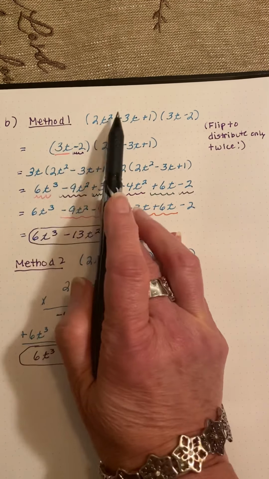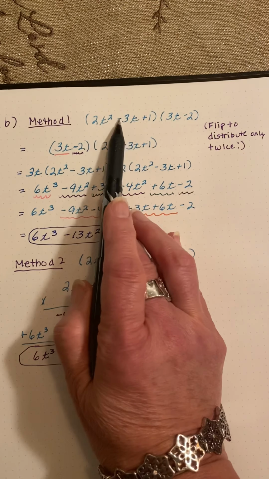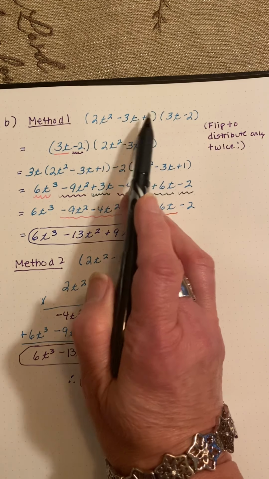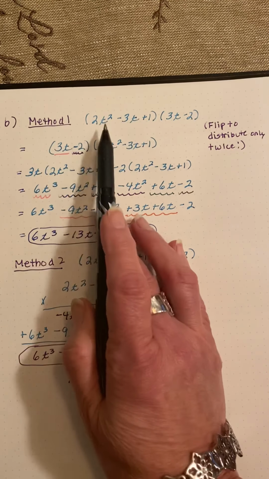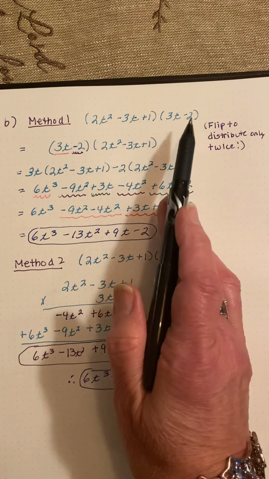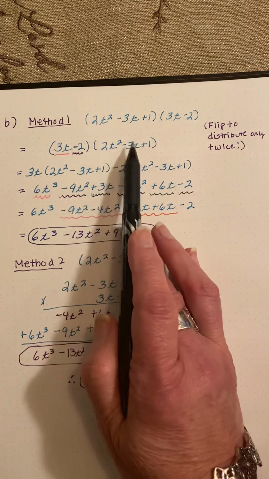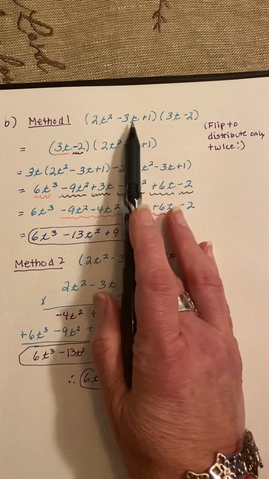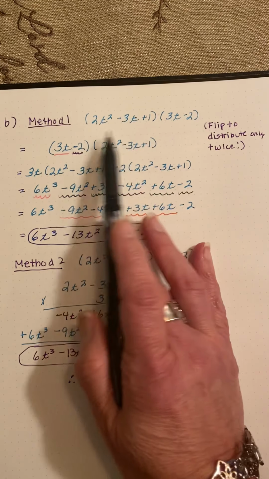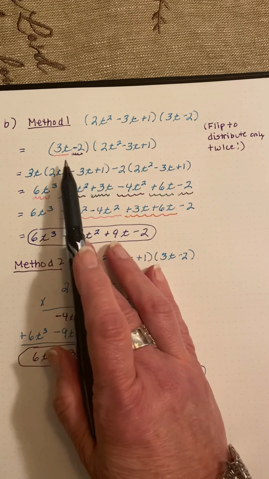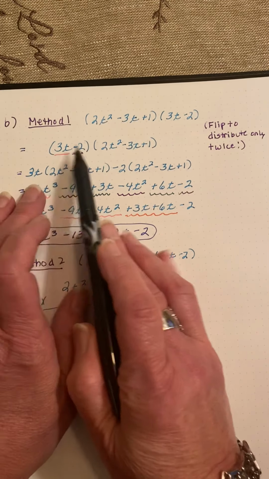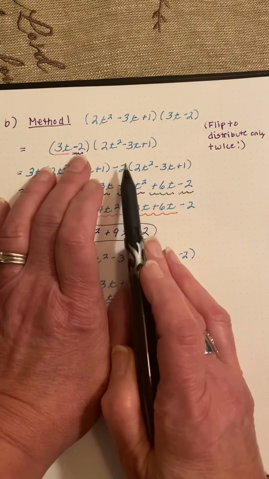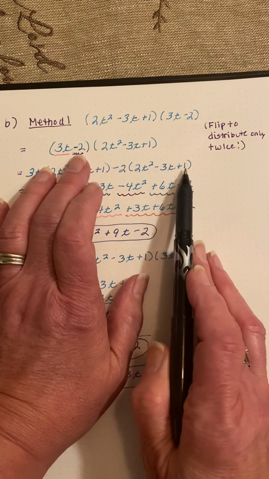All right, so method 1 is 2t squared minus 3t plus 1 times 3t minus 2. I'm flipping these things because I only want to distribute 2 items instead of 3. Does that make sense? So I'm going to distribute 3t to all of these, but then I'm going to go through and distribute the negative 2. With multiplying, you have that inverse property where you can flip the values. So proceeding, it's going to be 3t times the 2t squared minus 3t plus 1, and then the negative 2 times the 2t squared minus 3t plus 1.